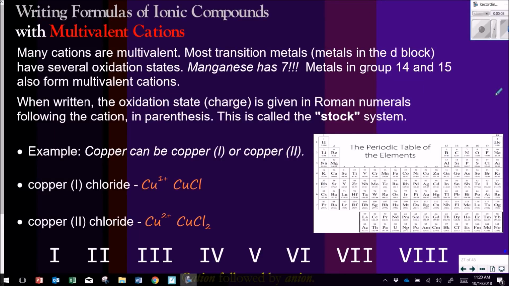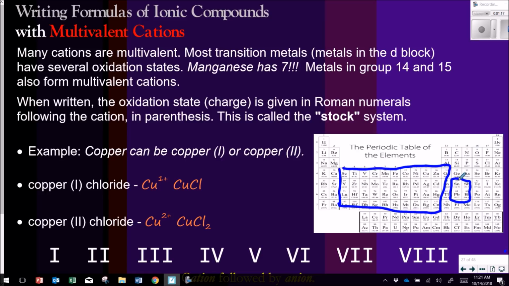Welcome back. Remember to have your periodic table, and let's go on with ionic compounds nomenclature. We now need to name and write formulas for ionic compounds with multivalent cations. Remember that these cations come from our metallic transition elements in the D block of the periodic table. Metals in groups 14 and 15 also form multivalent cations. Also remember that we use a Roman numeral to indicate the charge on those cations.